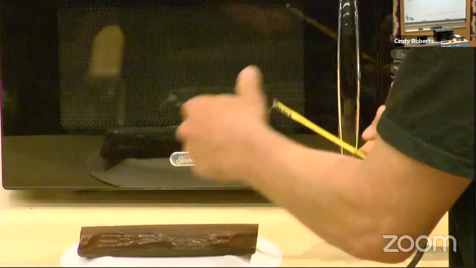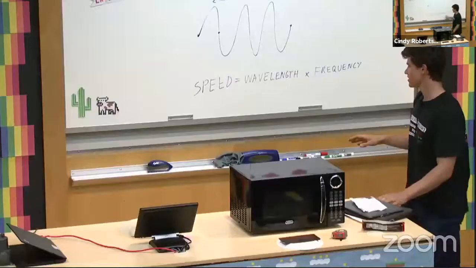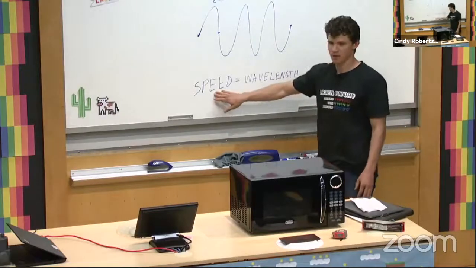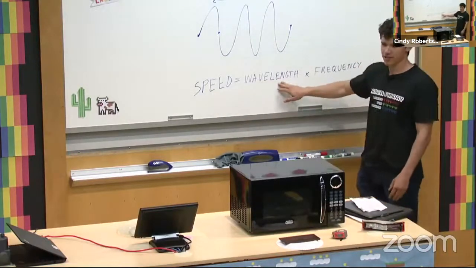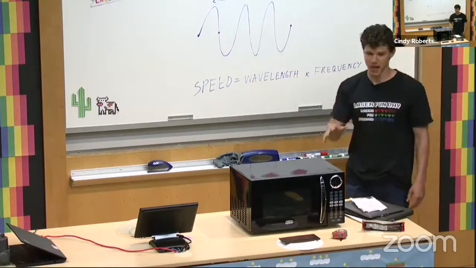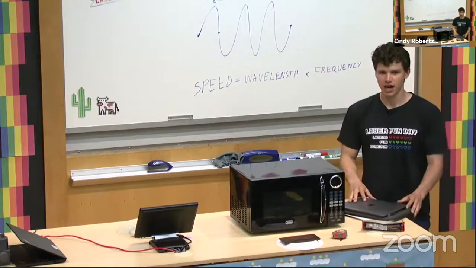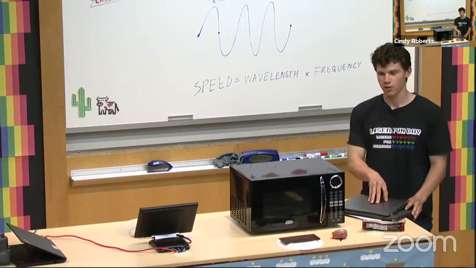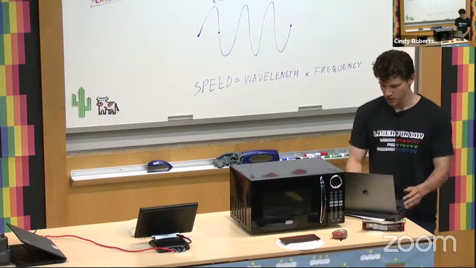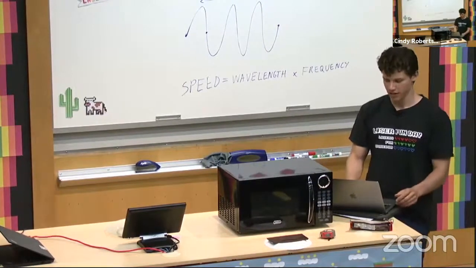And so now we have the two ingredients in this equation to find the speed of the wave. We've got the wavelength, which is 11 centimeters, and the frequency, which was listed on the back of the microwave, and you can use a value of around 2,450 megahertz. So now I'm just going to multiply the two together on my computer.